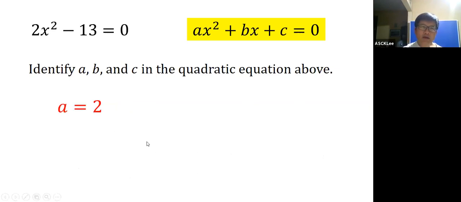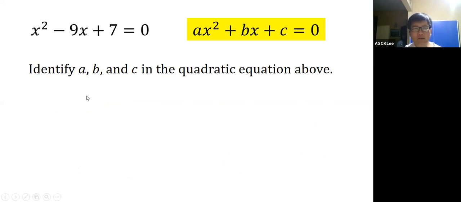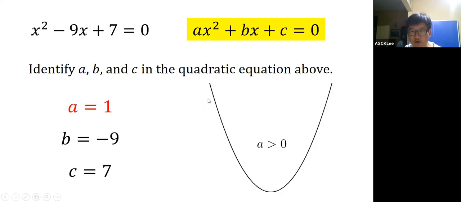Okay. Now here the a is 2, again it's like that. Why? Because a is greater than 0. 2 is greater than 0, so it must open upwards. All right, and again here a is 1. 1 is greater than 0, so the quadratic curve again opens upwards.